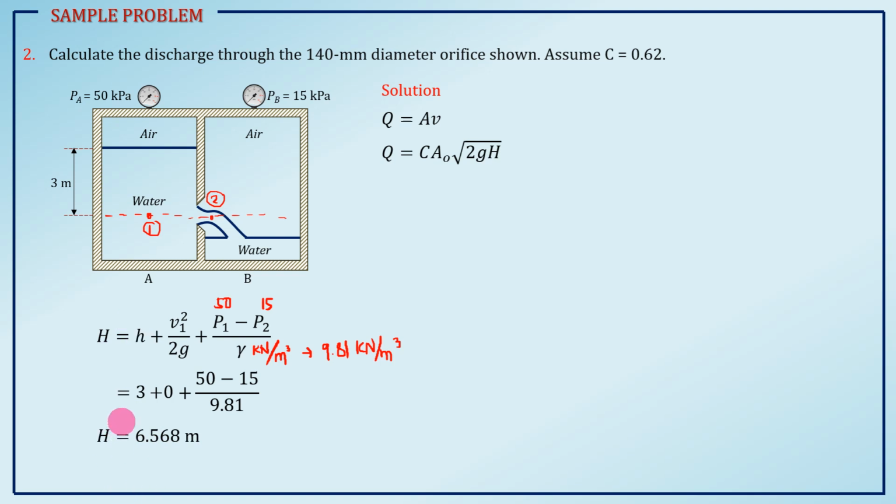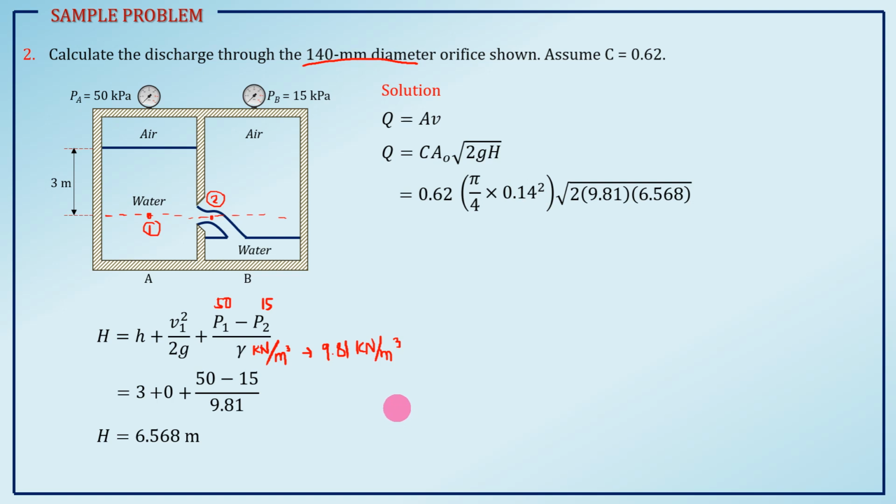Yan. So, we have to substitute this H into our equation for Q. C is 0.62. AO is pi over 4 times 0.14 squared, which is the area of our orifice given by this diameter of 140 millimeters, so it is converted into meters. Then, square root of 2GH. G is 9.81, H is 6.568.